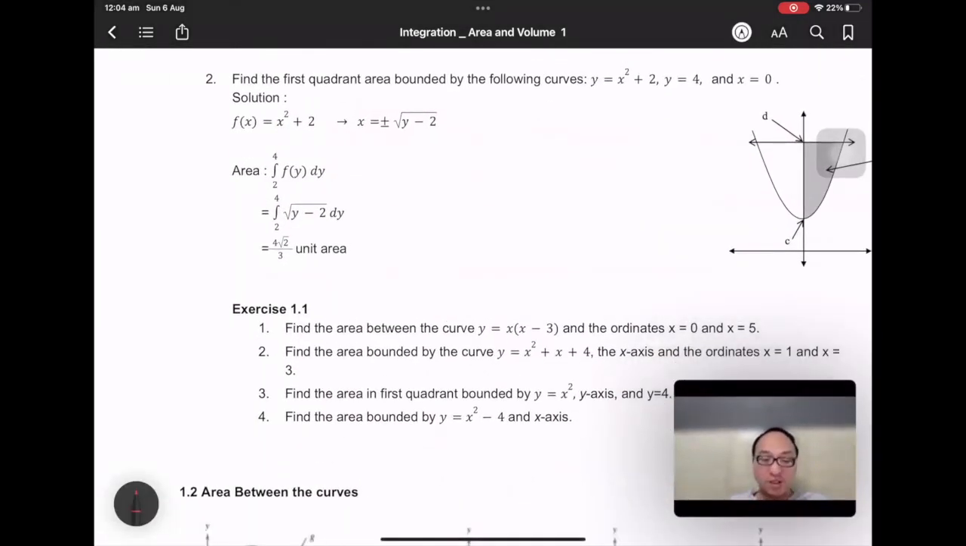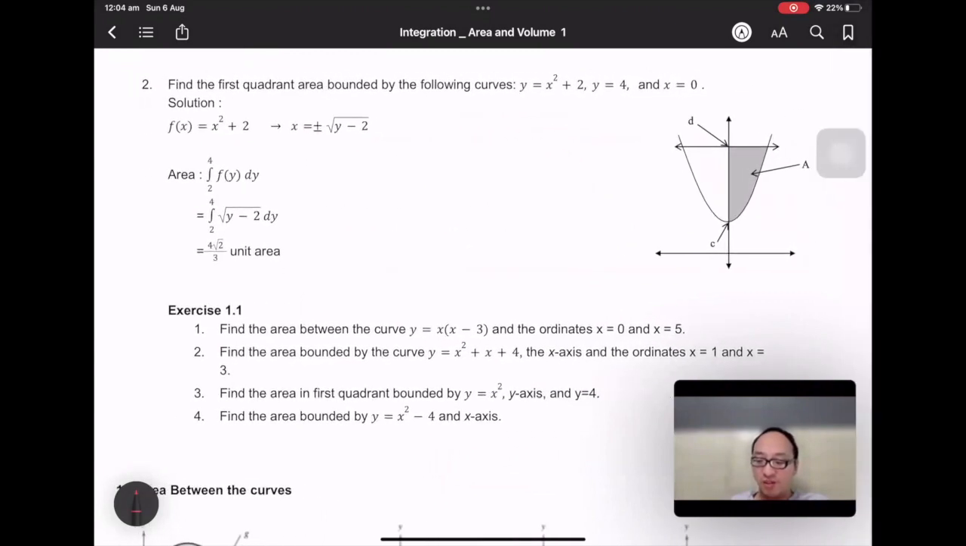Find the first quadrant area bounded by the curve, between 4 and 0. And when x equals 0, we have to find the y-intercept. So we put 0 plus 2, so y equals 2. Now we are looking for the area of the curve and the y-axis. So the integration now should be in the form of the integral of x dy. So we have to change y equals x squared plus 2 into x equals the square root of y minus 2.